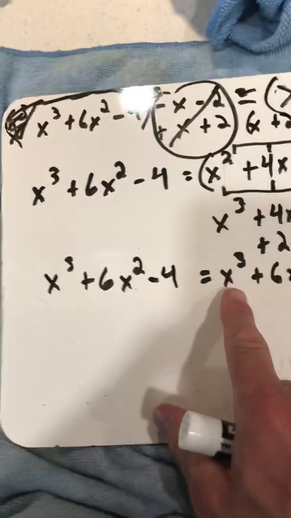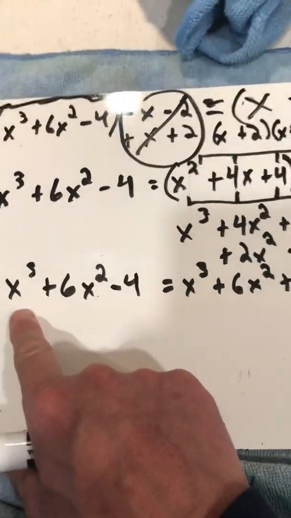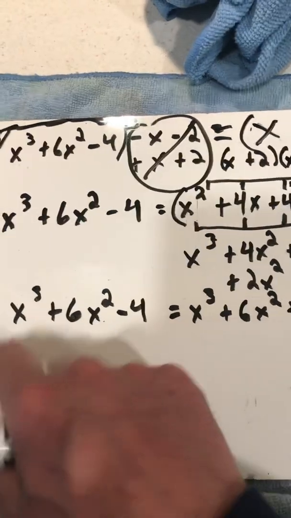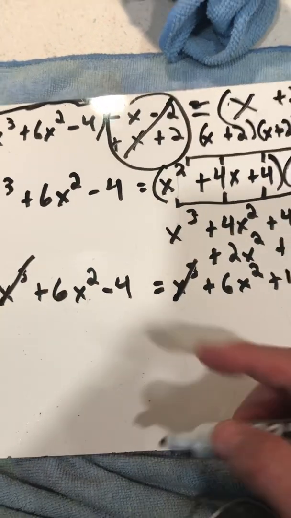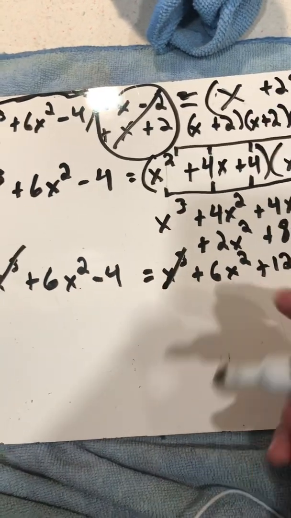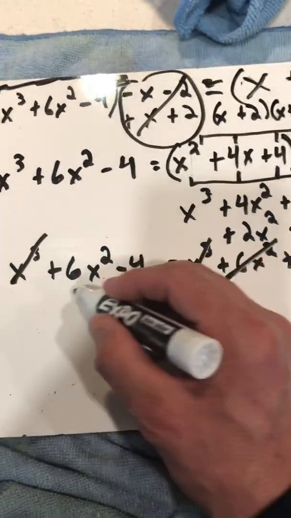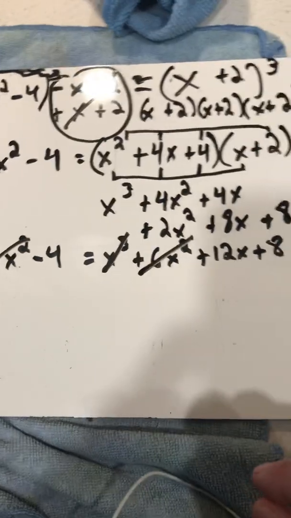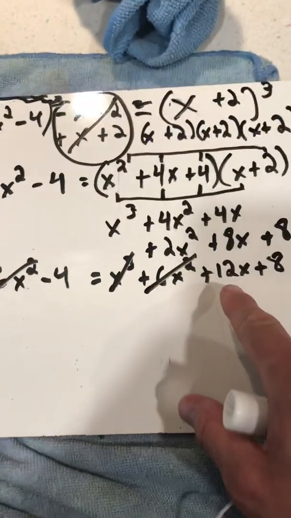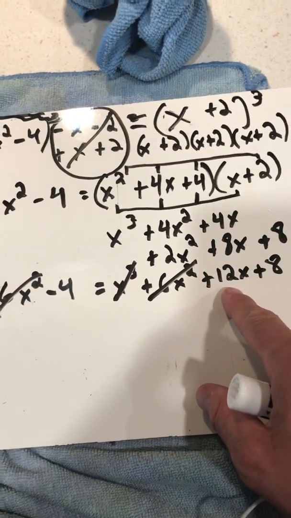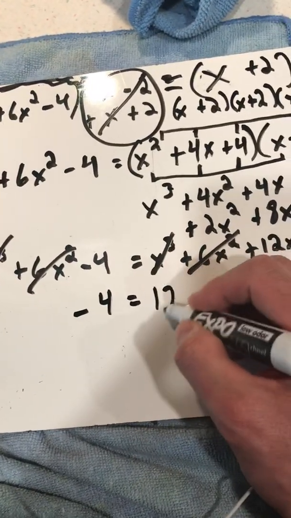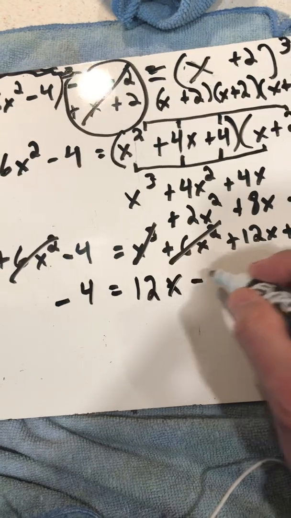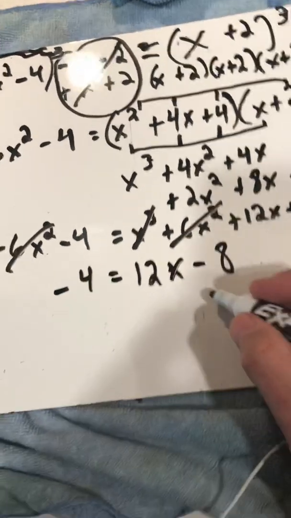And what do you notice? Both sides have an x cubed. So if I subtract an x cubed from each side, then they cancel each other. Gone. Bye-bye. Oh, 6x squared, 6x squared. They both have a 6x squared. So if I subtract those from each side, they're canceled. Now I have 12x plus 8 equals negative 4. Oh, man. Well, we're almost there. We're on the home stretch.